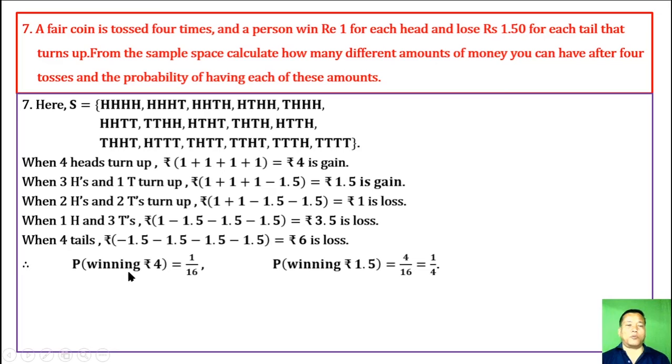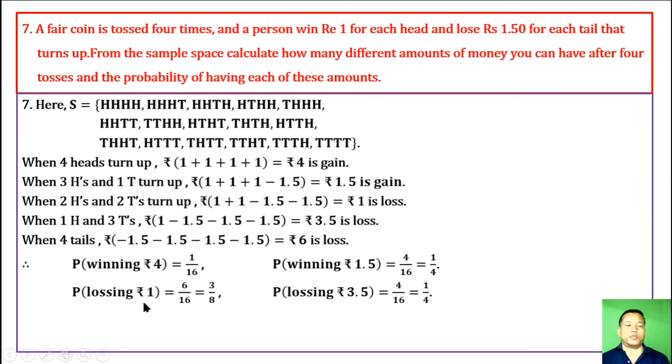Therefore, the probability of winning rupees 4 is 1 out of 16 cases. The probability of winning rupees 1.5, that is 3 heads, how many outcomes? 3 heads obviously have 4 outcomes out of 16, so we get this.